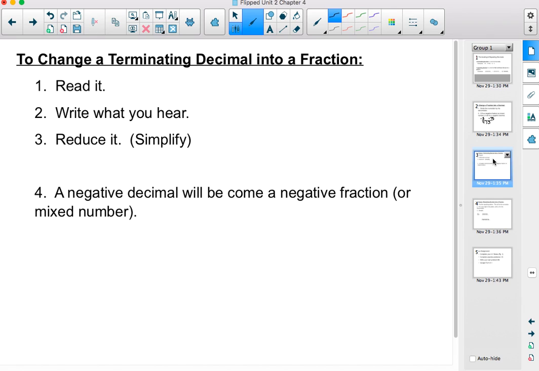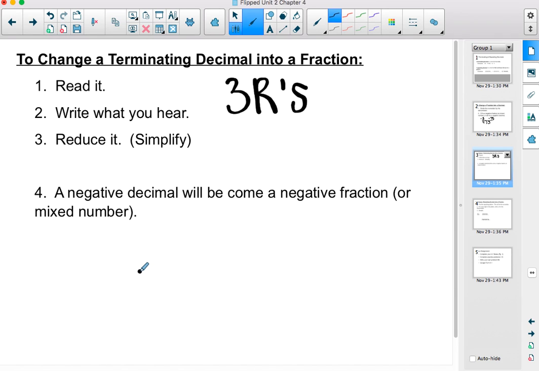Next thing we want to talk about is how to change decimals to fractions. And this is the way we've done it for a long, long time. We do the 3 R's. We're going to read our decimal, we're going to write what we hear, and then we reduce or simplify. If you remember in class, we called this the 3 R's. I know that number 2 isn't technically an R, but it has that R sound. So read it, write it, reduce it. Those are my 3 steps. This works perfect for terminating decimals, but it does not work very well with repeaters. We're going to see that in just a minute.